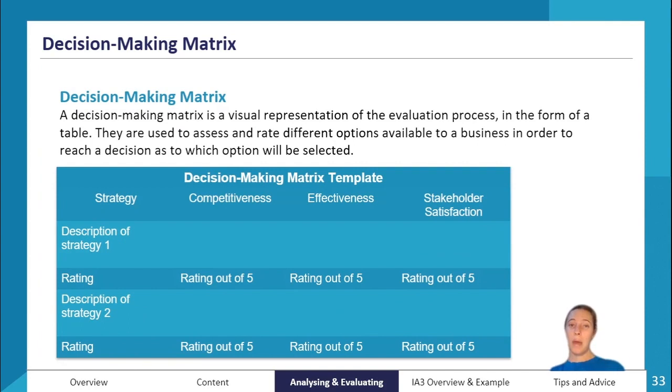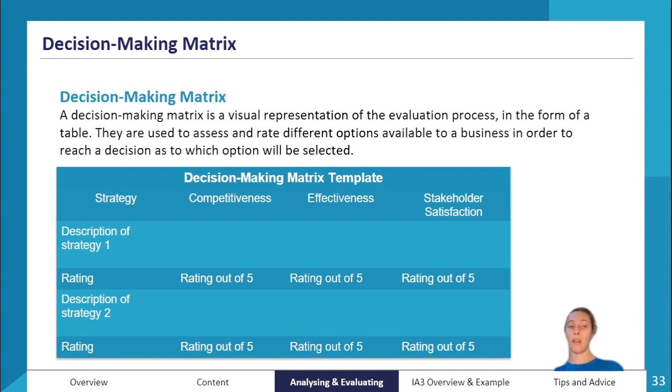The decision-making matrix is also something that you may not be familiar with. So this is sort of combining the idea of analysis with evaluation. You can see we've got those evaluation criteria that we will go through shortly as well. So it's a visual representation of that evaluation process.